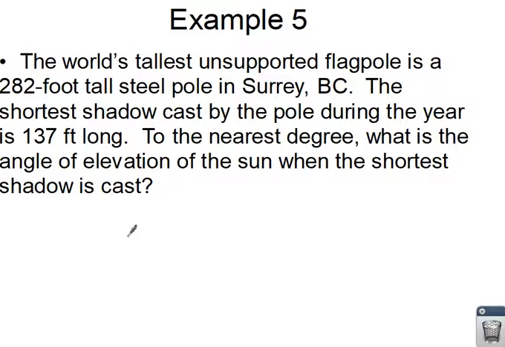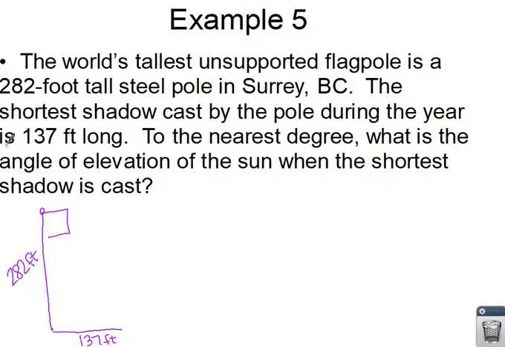The world's tallest unsupported flagpole. So here's the flagpole. Is in Surrey, British Columbia. It's 282 feet tall. The shortest shadow cast by the pole during the year is 137 feet long, so that's in the wintertime. To the nearest degree, what is the angle of elevation of the sun?